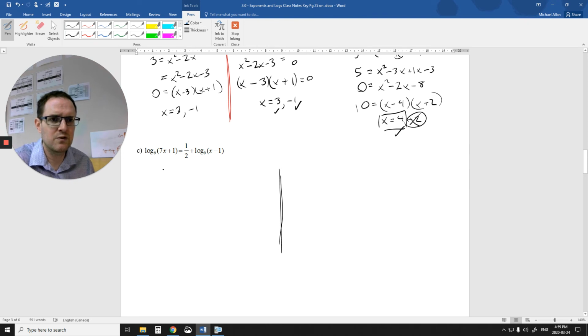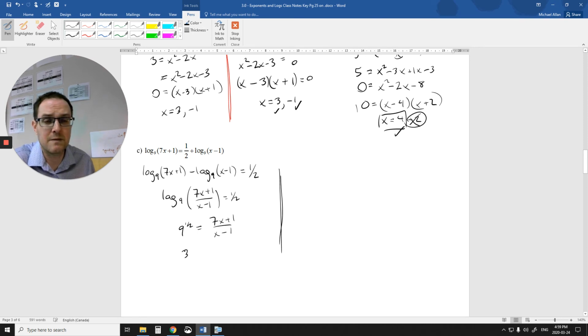Let's do the first one. Let's move the logs to one side and get the logs all by themselves. So I'm going to minus over the log 9 of x minus 1 and leave the half on this side. Minusing these two logs, I'm going to combine them together. So I'm going to divide these two. And I can change this into exponential form. So this would be 9 to the power of a half. This is equal to 7x plus 1 over x minus 1. All right, well, that's just 3, because remember, an exponent of a half is just a square root.